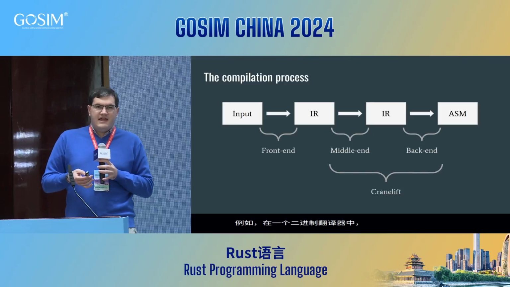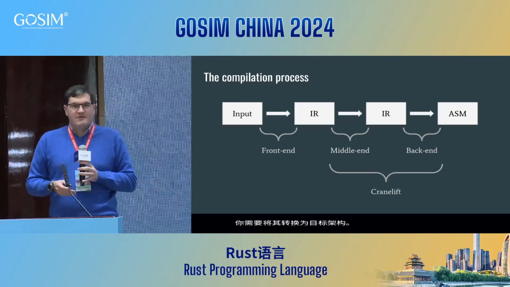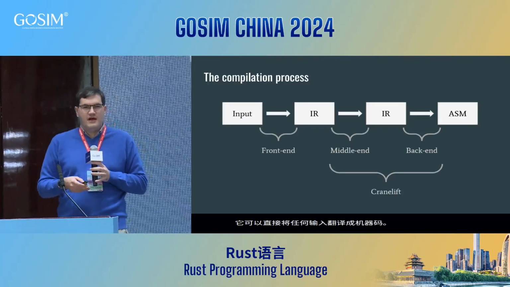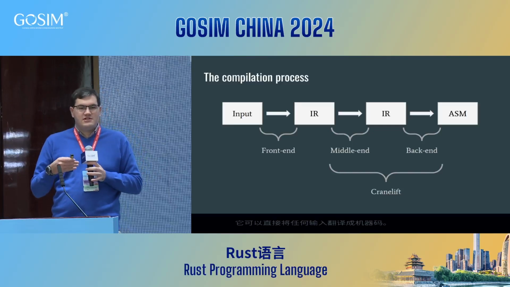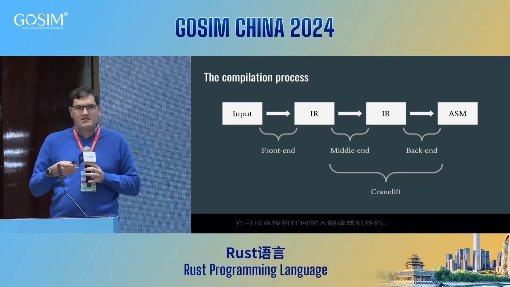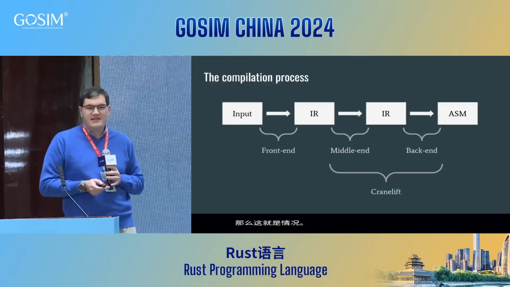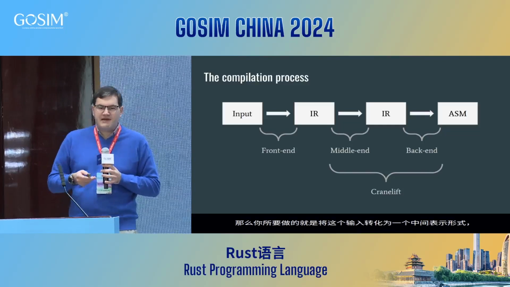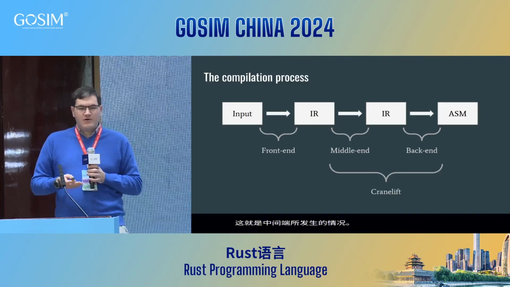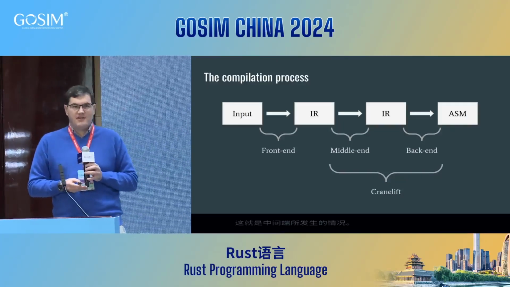You can have a compiler that directly translates the input, whatever it is, into machine code. But if you're writing an optimizing compiler where you want to improve the code in various ways, then what you will generally want to do is translate this input into an intermediate representation on which you can perform optimization passes. That is what happens here in the middle end. And after you've done all your optimization passes, you then have the backend that converts this intermediate representation to assembly code. So Cranelift is a combination of the middle end and the back end of a compiler, just like LLVM.